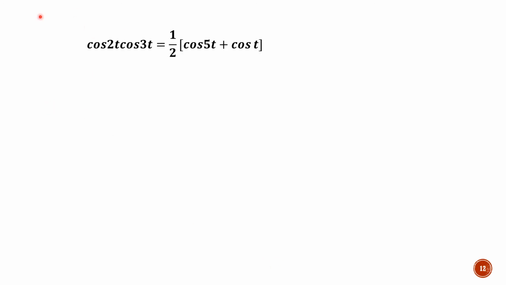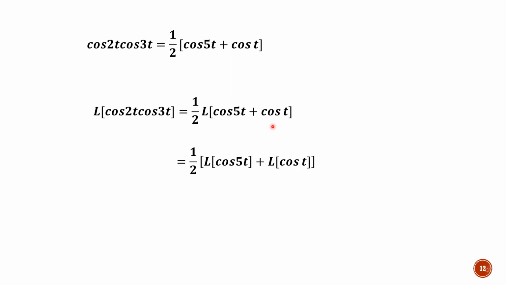So cos 2t into cos 3t is half of this. Now take Laplace on both the sides. So we will have half into L of this function. Now we are having a plus sign in between, so we can take L of both the functions. So we have half of L of cos 5t plus L of cos t.